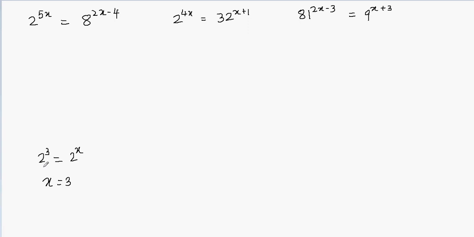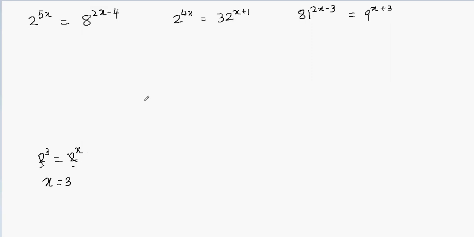That means when you have the same bases, they just cancel out, they just go away, and you are only left with the exponents. So you just write 3 is equal to x, or x equals 3. This is called the one-to-one property. 2 is the base, and x and 3 are the exponents here. So when you have the same bases on each side, the exponents are equal. This is the important property which we'll use to solve these equations.